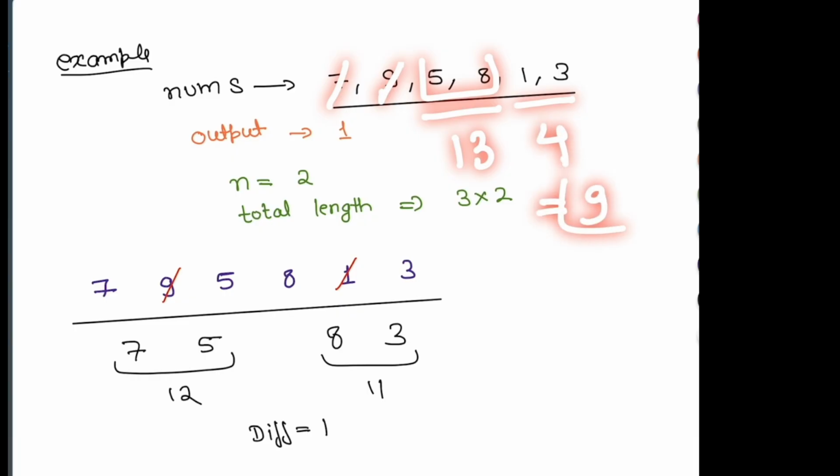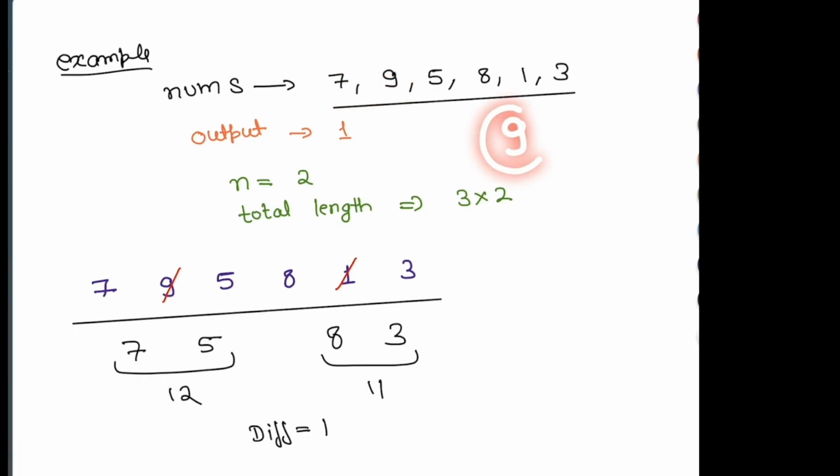Their difference is 9. Now this is one of the possible cases. This is one of the possible things we can do: remove the first 2 elements. After removing the first 2 elements, the difference is 9.